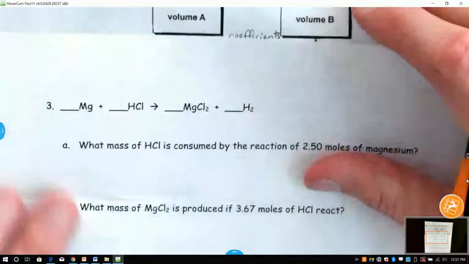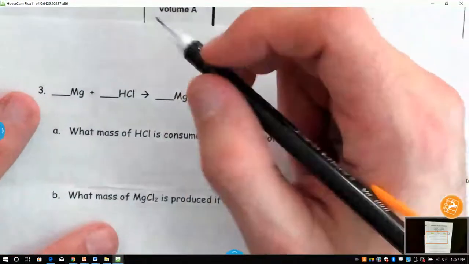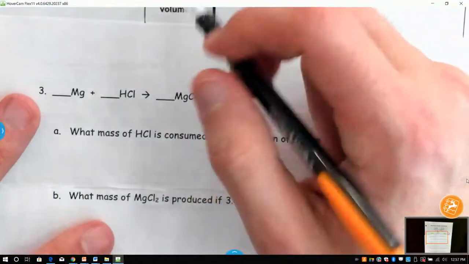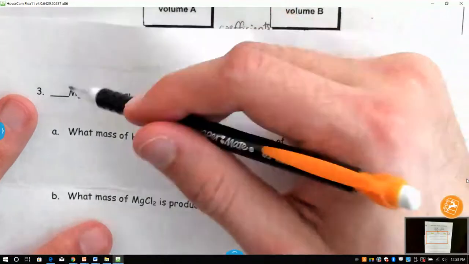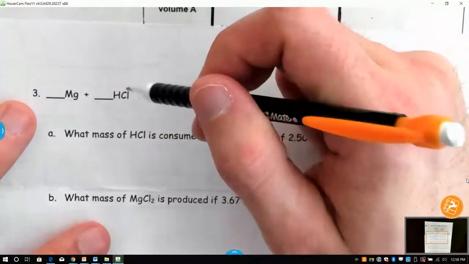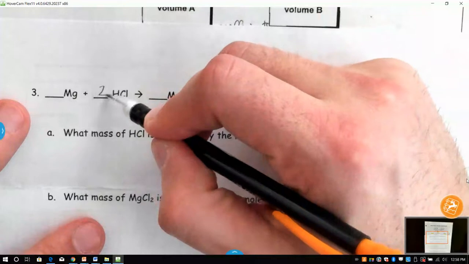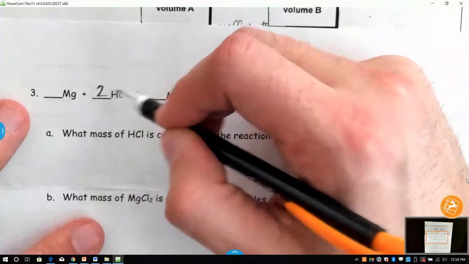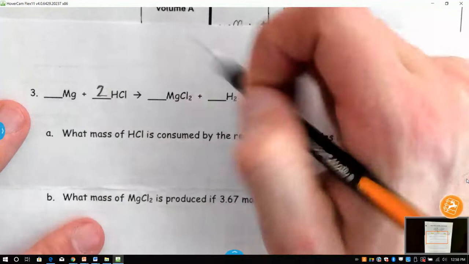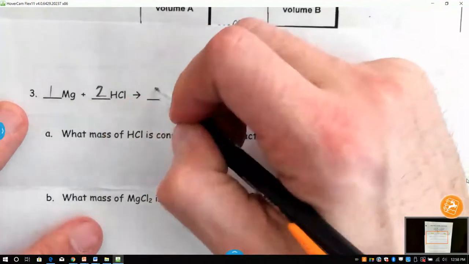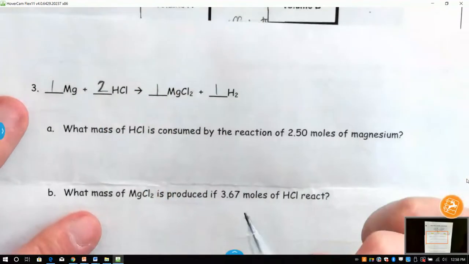All right, so on the back, we have Mg + HCl yields MgCl2 plus H2. So we have 1 magnesium, 2 chlorine. We need a 2 here. That 2 is going to give me 2 chlorine, which work, plus 2 hydrogen, which is good over here. So we have a 1, 2, 1, 1 ratio.